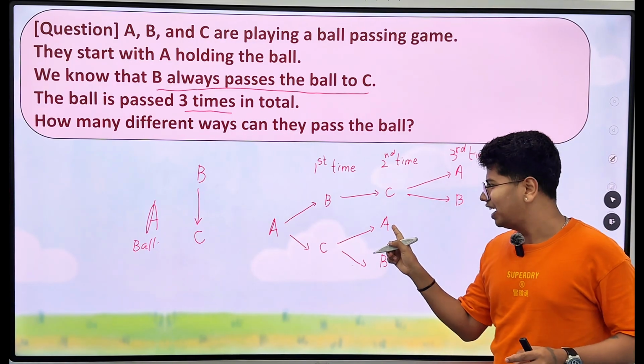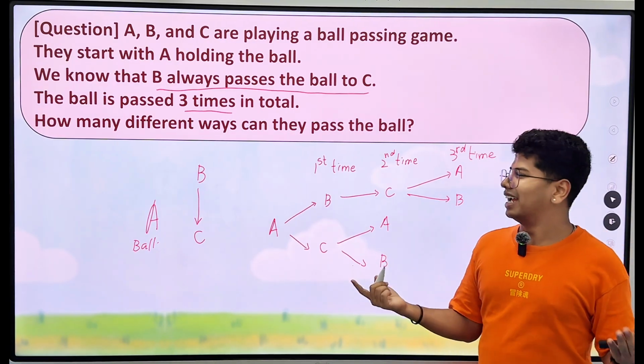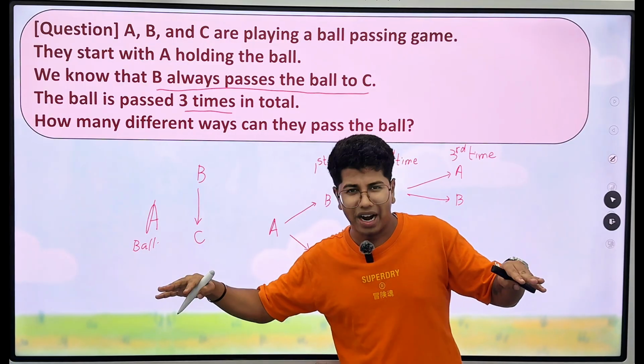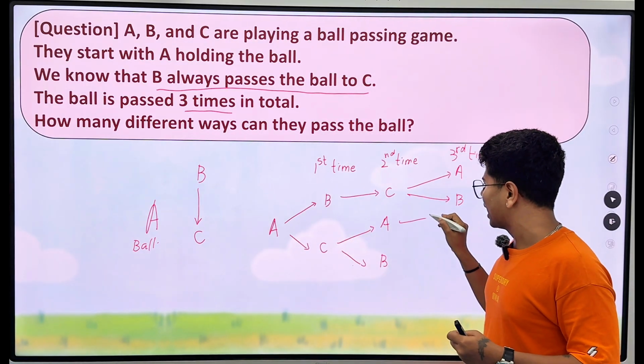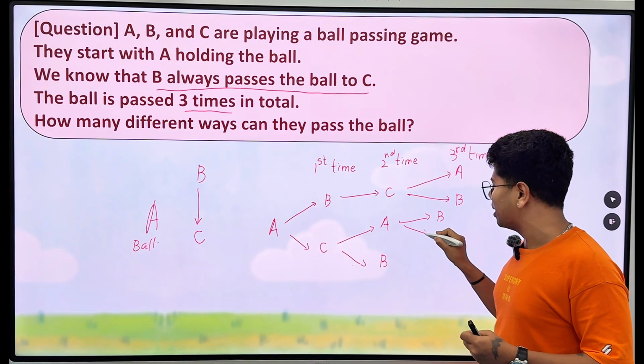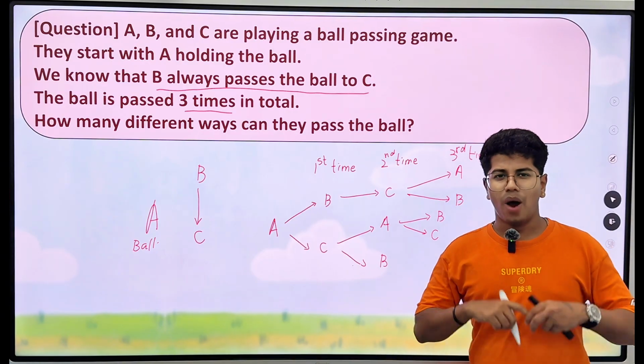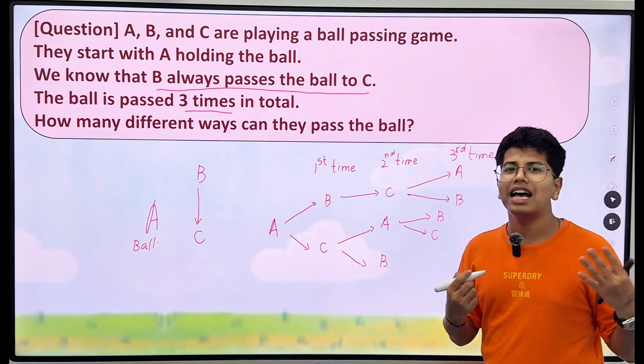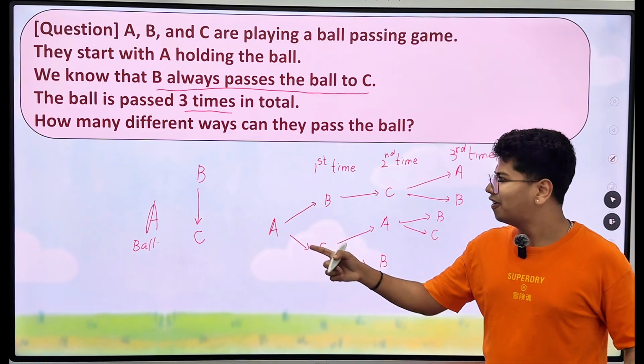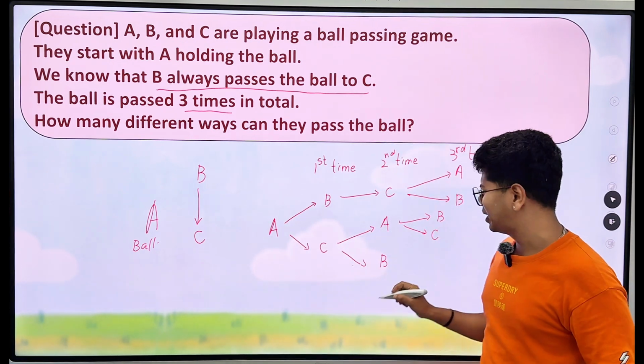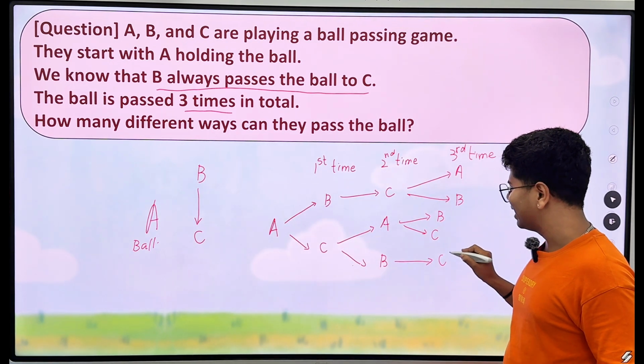Now let's see, if A has the ball, who can he pass to? Yes, A can pass to anyone. There's no condition for A. So here A can pass to B or A can pass to C. Now what else? If B has the ball, who can he pass to? Perfect. B only passes to C. So here B passes to C.